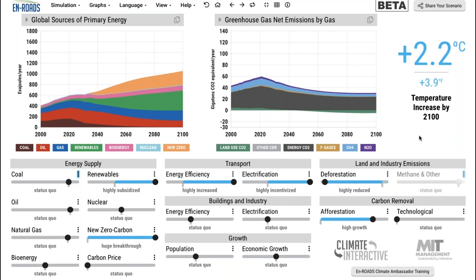Mainly, what I wanted to do here is to really just show you the power of using a tool like En-ROADS to talk about the possibilities of climate action and explore the things that might be needed. I know also some of you have probably written in questions.